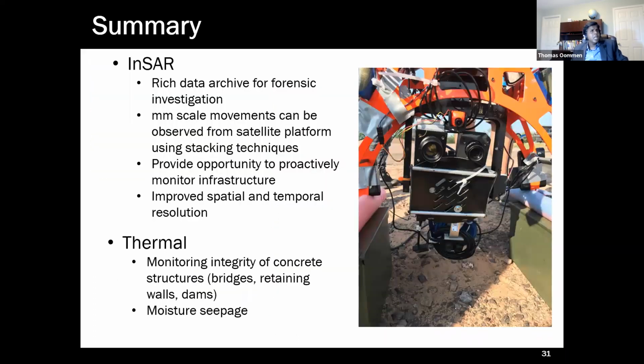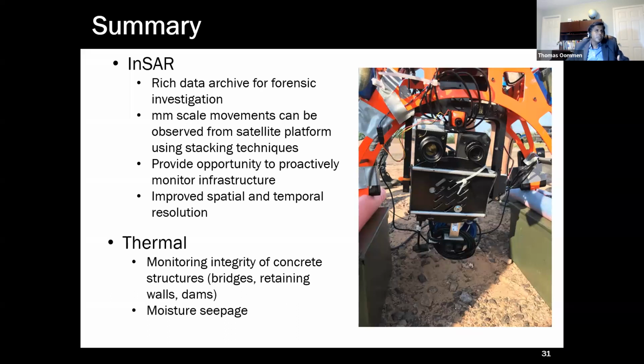So to summarize, with InSAR, there is a rich data archive for forensic investigation. Millimeter scale movements can be observed from satellite platforms using stacking techniques, and they provide opportunity to proactively monitor infrastructure because now you can scan large areas, identify areas that are vulnerable, and if you need to strategize your data collection, you can plan where you need to do some more in situ measurements.